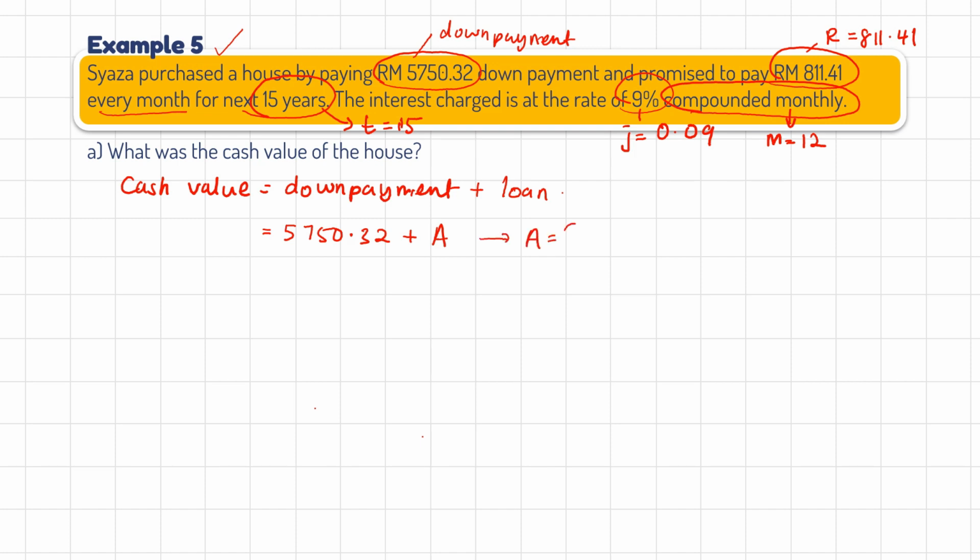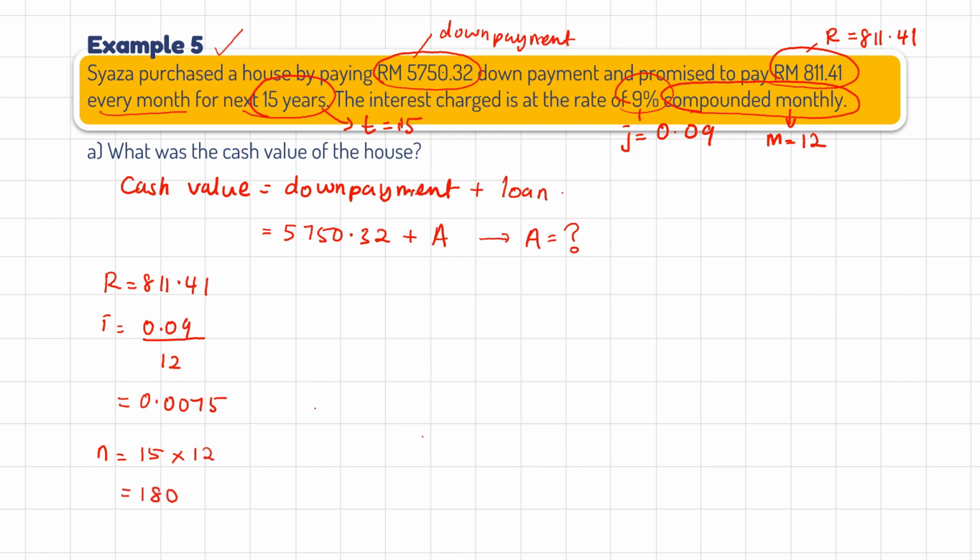Our aim here is we need to find A. Let's write the information where we have R equals 811.41, I equals 0.09 over M, which is 12. Simplify our I, we will get 0.0075. And then our N is equal to 15 times 12, which is equal to 180.